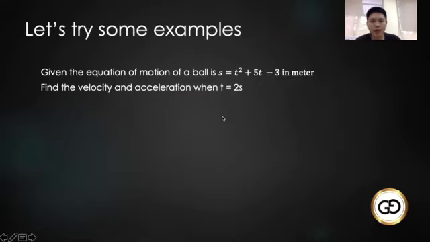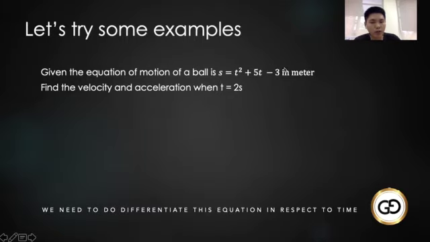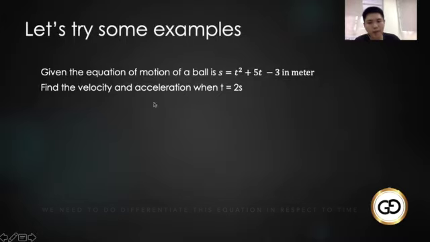Alright, let's try. Given the equations of motion of a ball is represented as the function of time s equal to t squared plus 5t minus 3 in terms of meter, and time is in terms of second. Find the velocity and acceleration when time is equal to 2 seconds. So it's given the displacement, and we need to find the velocity and acceleration. But how? Then we need to differentiate this equation in respect to time.